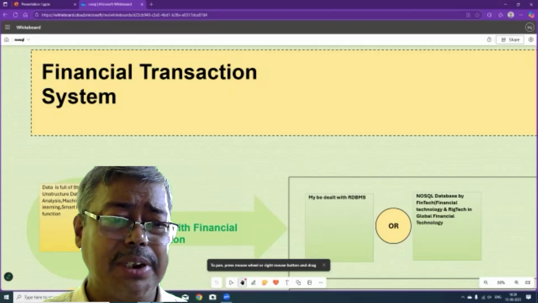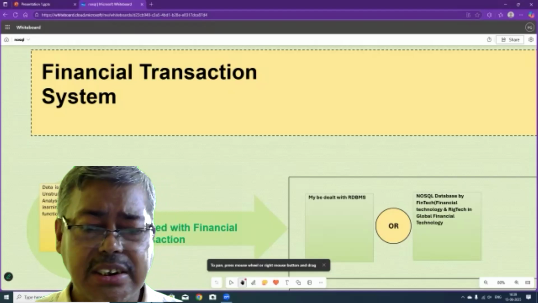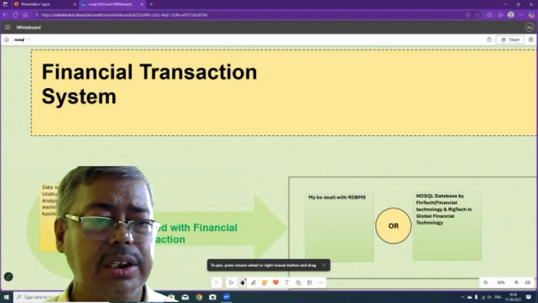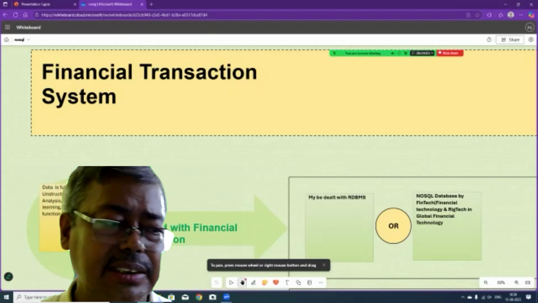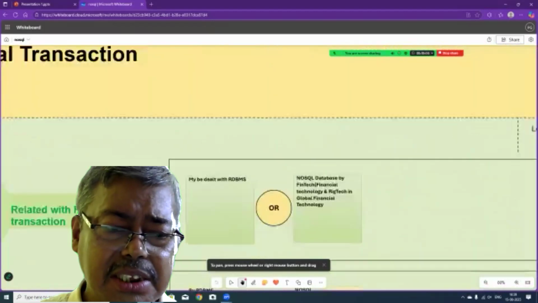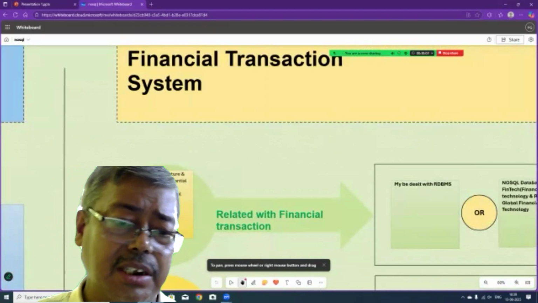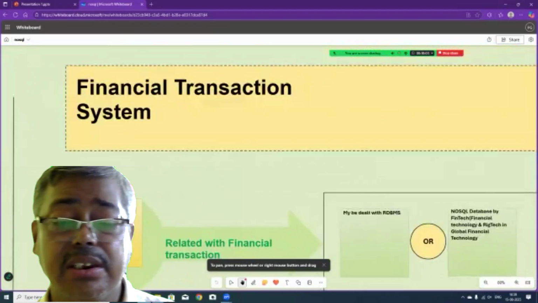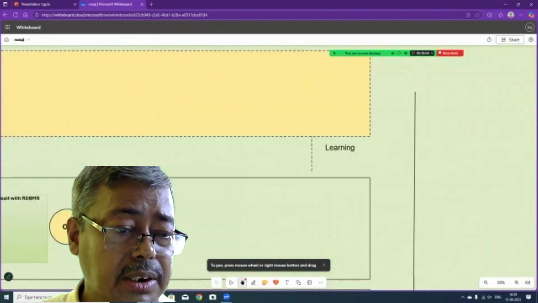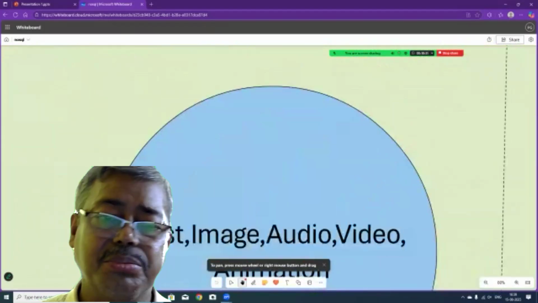So different types of data, two types of data mainly. One is structured data, another is unstructured data, supporting this financial transaction system. So two types of database are required for this data storage. One is relational database management system, another is NoSQL database management system.